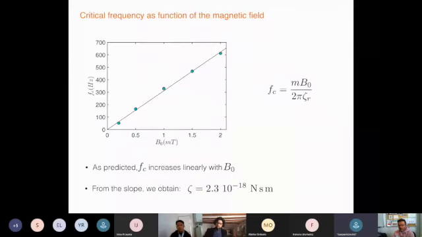Furthermore, we can plot the critical frequency as a function of the amplitude of the field, and as predicted, FC indeed increases linearly with the field amplitude B. Knowing the magnetic moment and the field amplitude, this allows us to deduce the friction coefficient of the microrods, which we find to be of the order of 10 to the minus 18, which is coherent with friction that occurs at this scale.